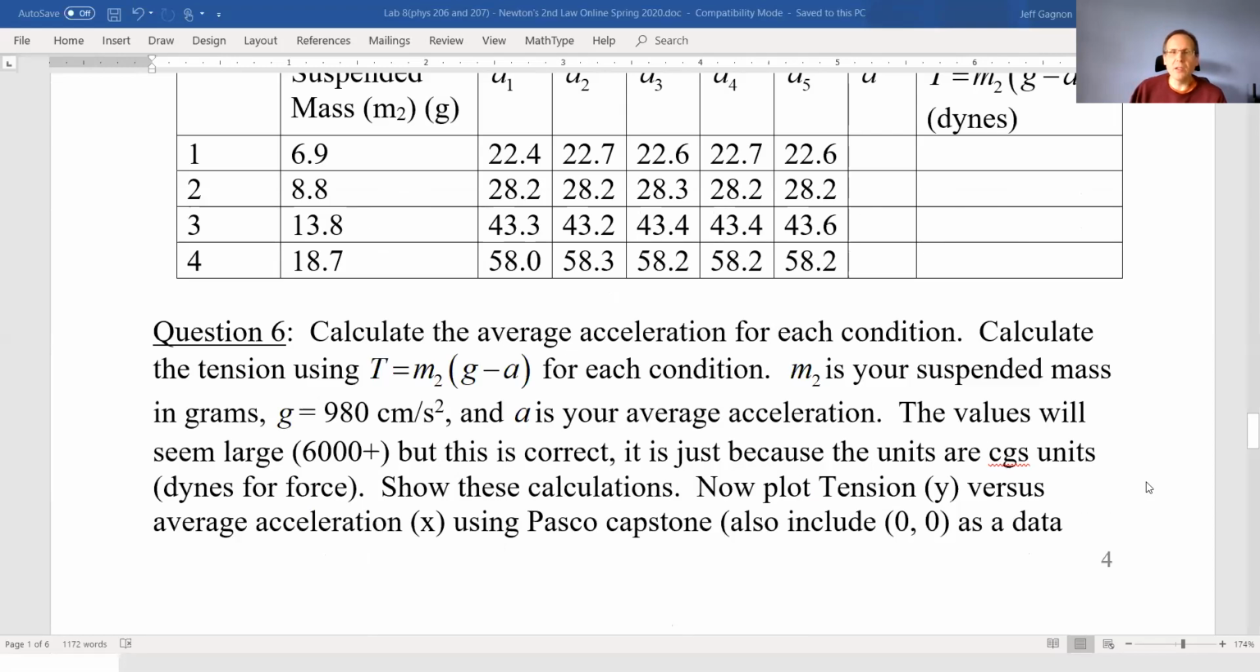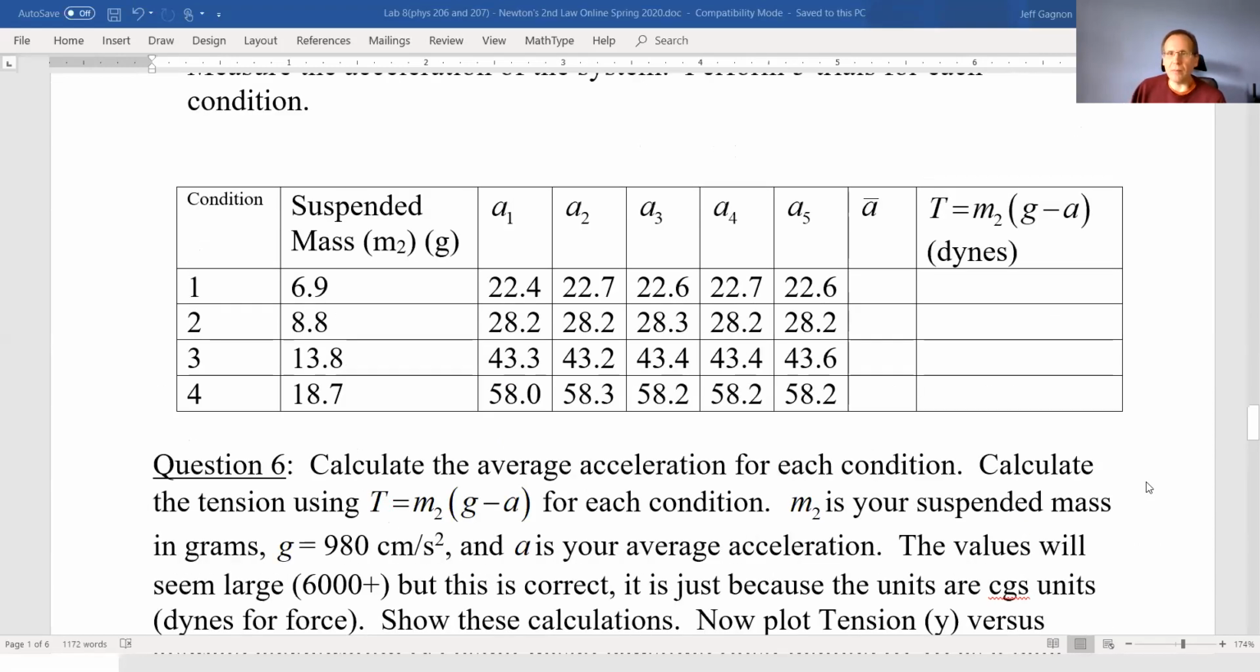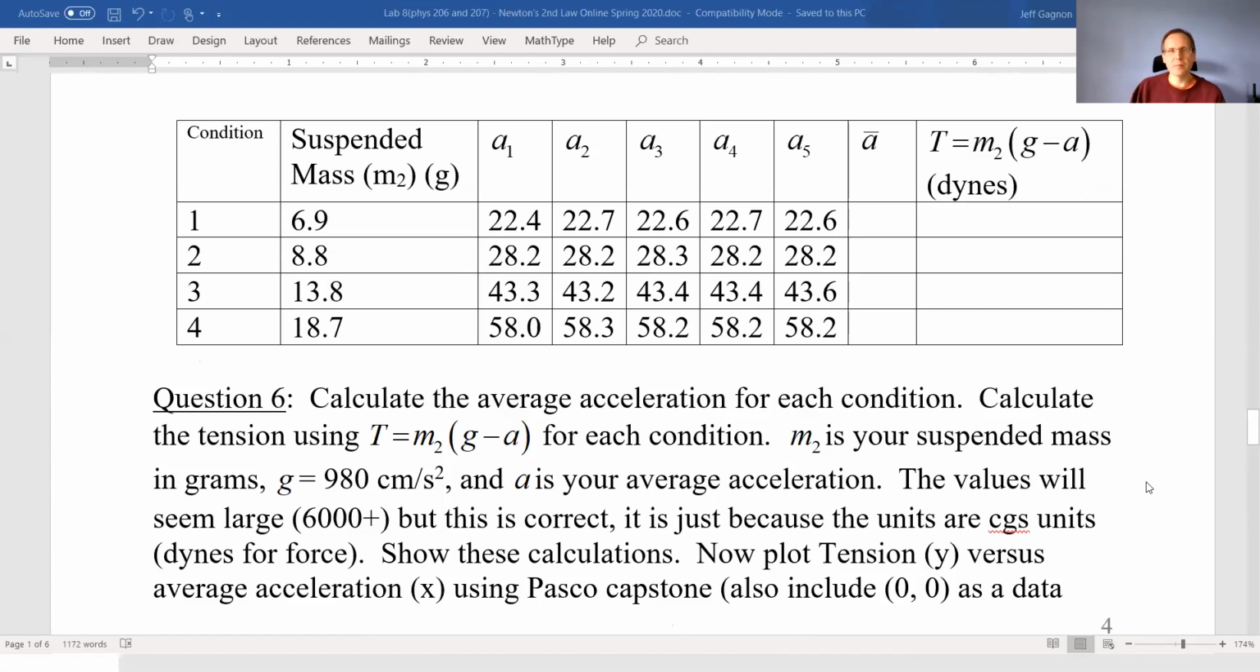And then I want you to do a plot. Go to Pasco Capstone, plot the average acceleration on your X, and plot tension on your Y. So average acceleration will be on the X-axis, tension will be on the Y-axis, and make sure you also include 0, 0. It's not in the table here, but the first point should be 0, 0, right? If there's 0 acceleration, there's 0 tension. And then it'll be this value on the X and that tension on the Y and so on.